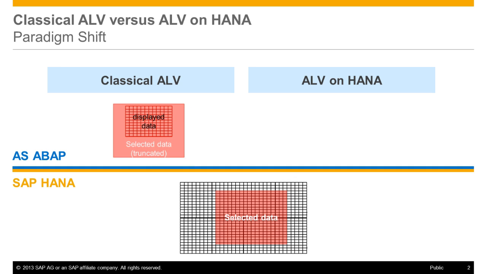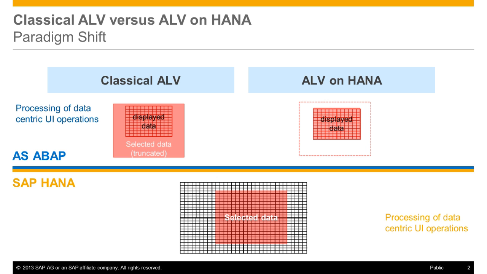When working with the classical ALV, the complete selected dataset is sent to the application server, while with the ALV on HANA, only the displayed data is sent to the application server. In addition to that, with the classical ALV control, the processing of data-centric UI operations such as paging, aggregations, grouping, and filtering is performed on the application server, while such processing is delegated to the database layer with the ALV on HANA. In short, with ALV on HANA, the result is retrieved much faster, the memory consumption in the application server ABAP is reduced, and the selected data is not truncated.